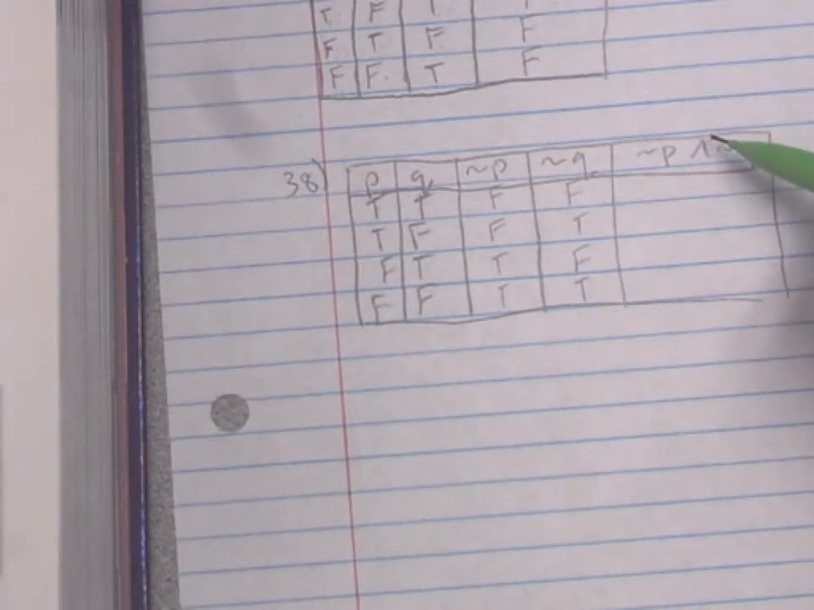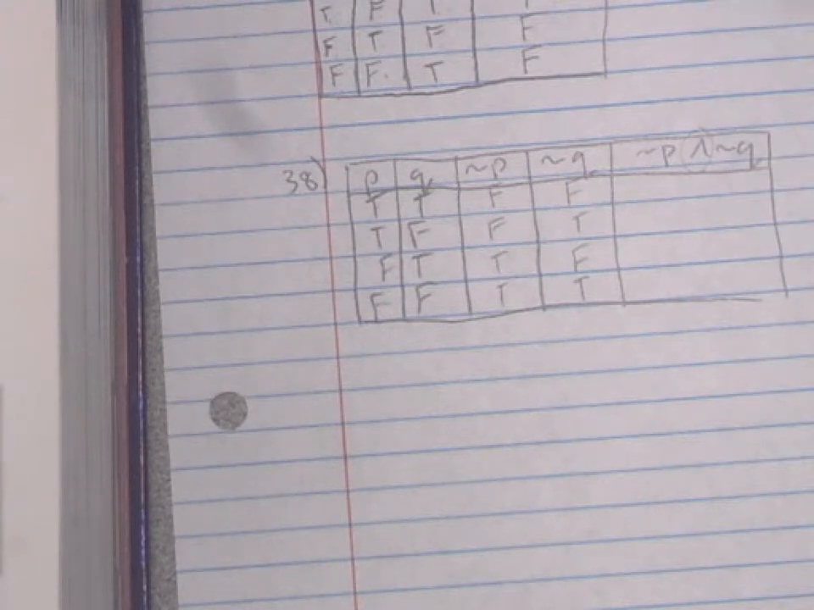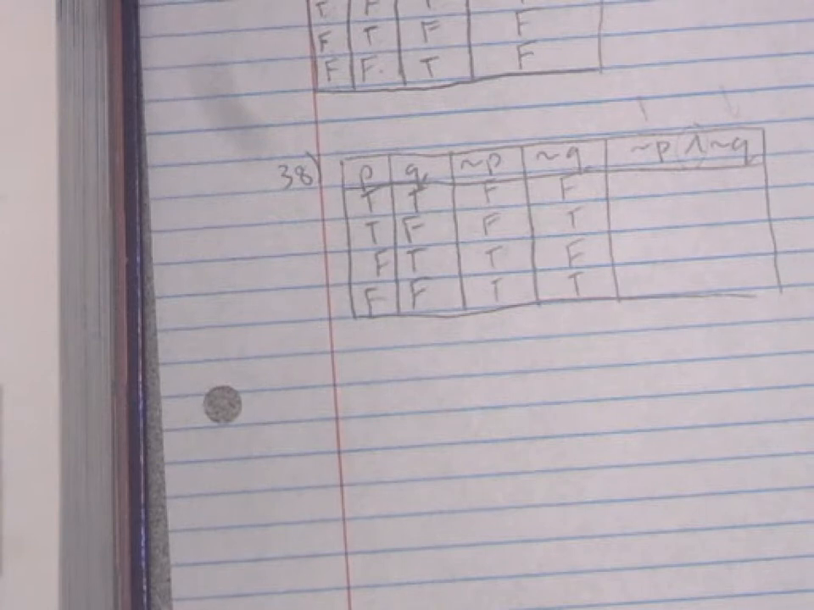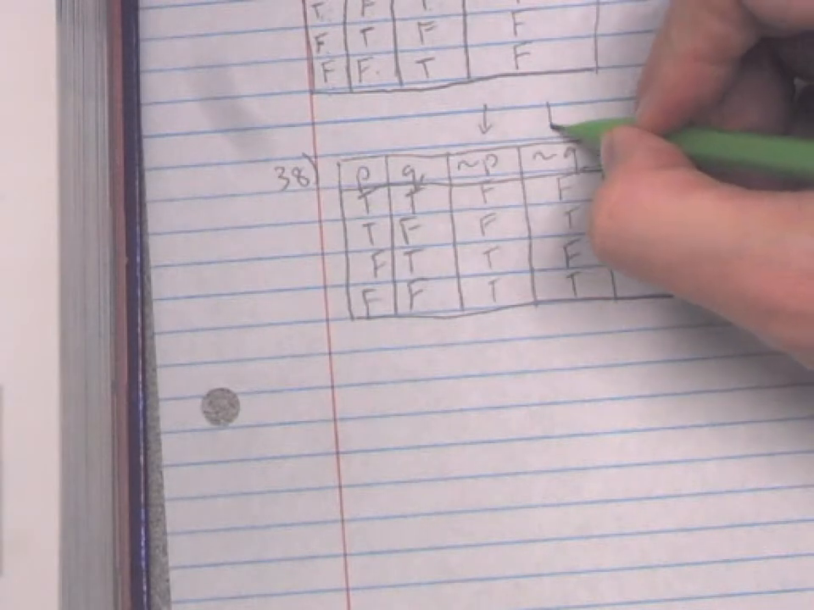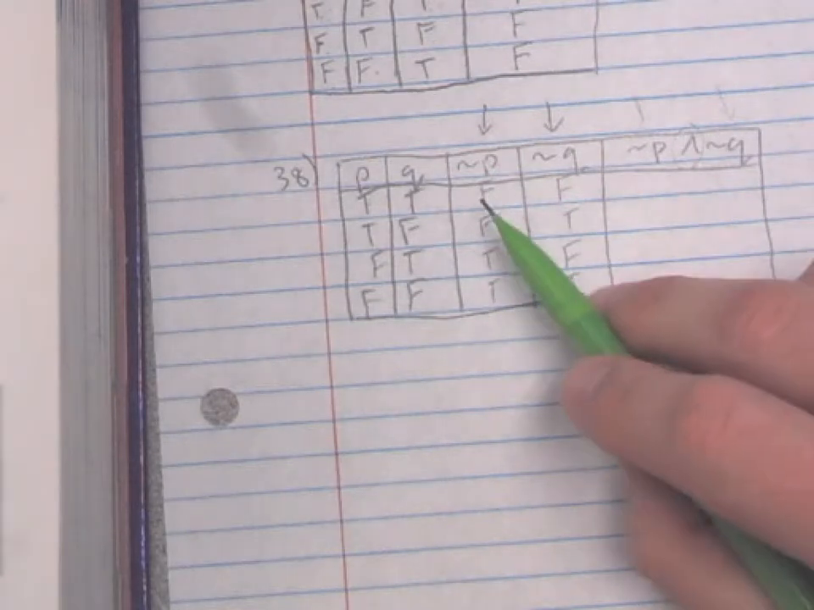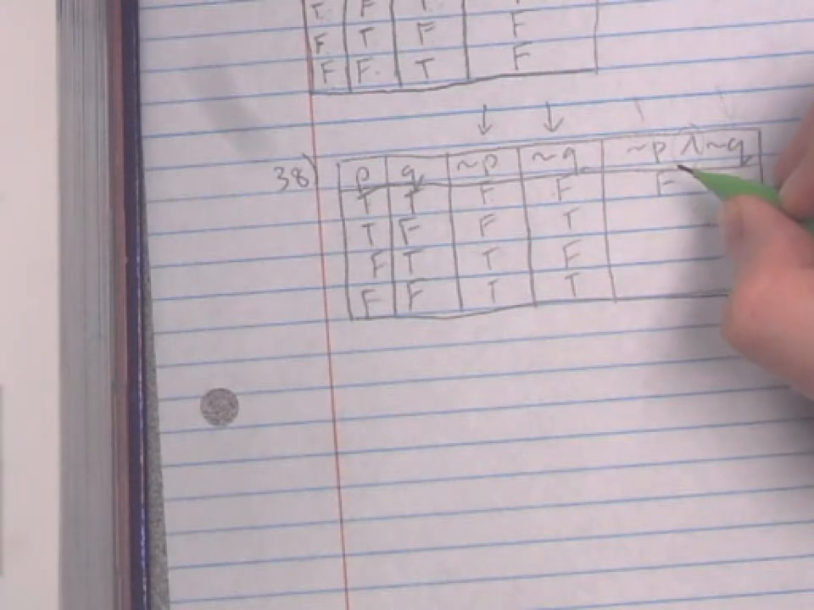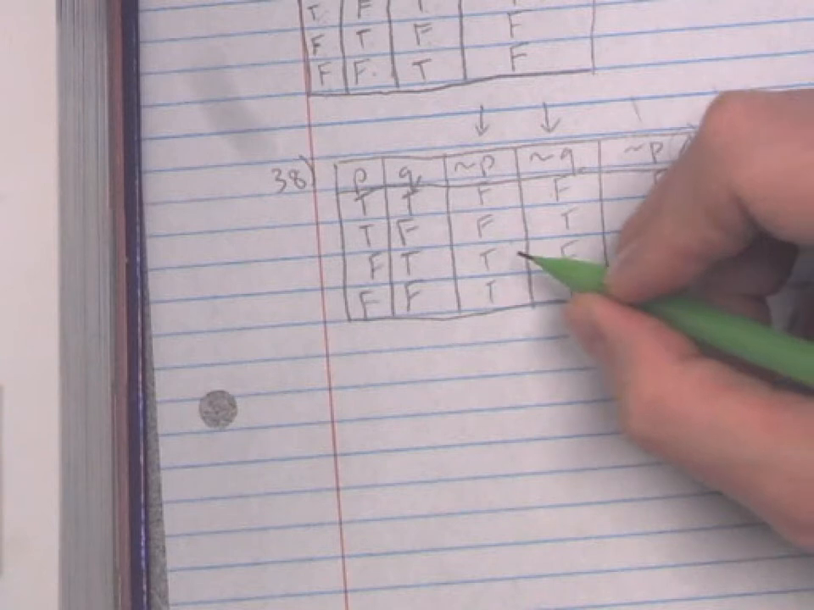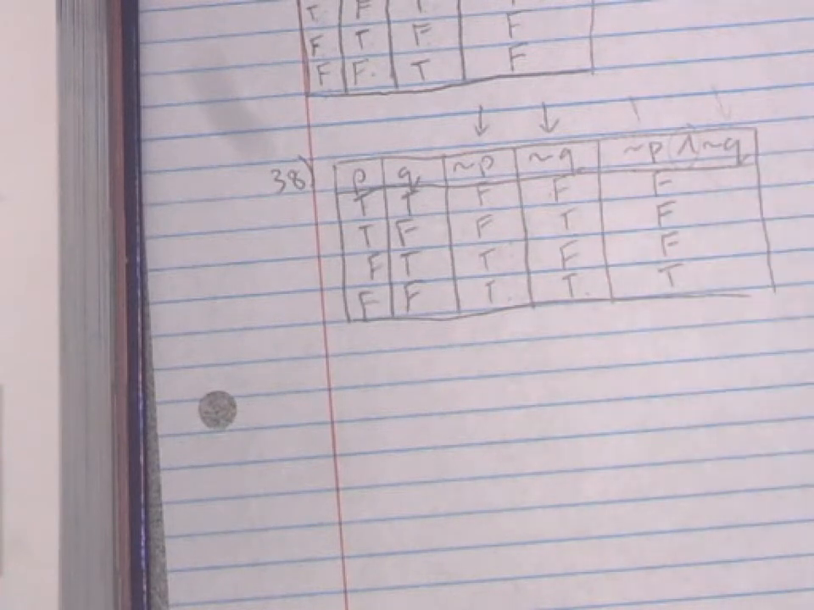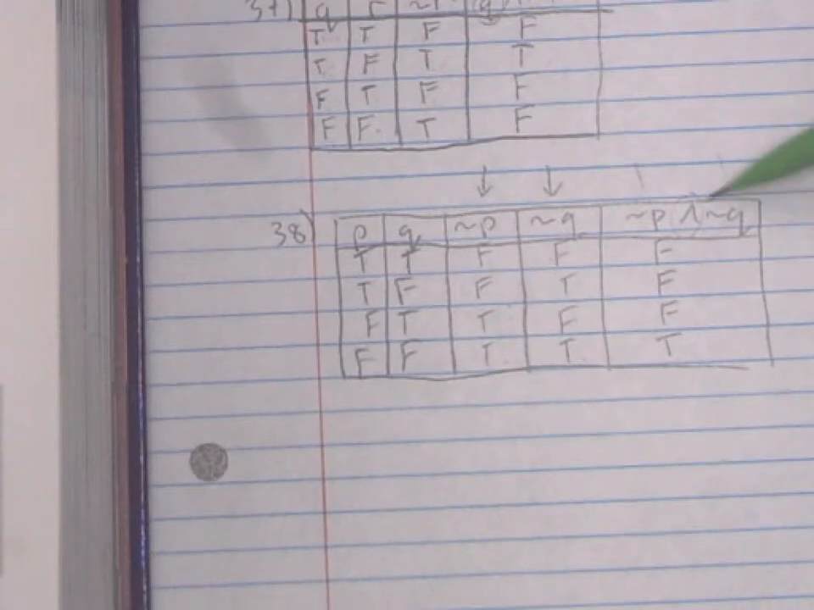Okay, now we're using the and operator again. Okay, when we use an and operator, we're creating what we call a conjunction. And the conjunction is only true if the hypothesis and the conclusion are both true. So we are comparing this column and this column, and what we're looking for is two trues. Okay, do we have two trues? Nope. Do we have two trues? Nope. Do we have two trues? Nope. Do we have two trues? Yes, we do. Okay, so that's the truth table for this statement.